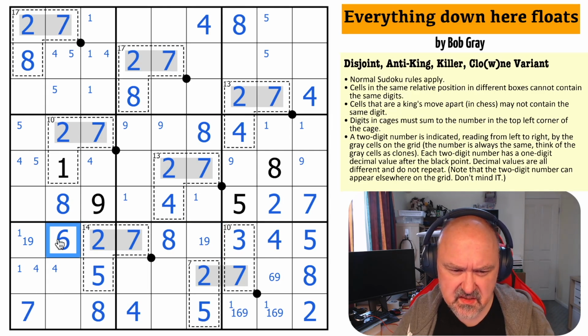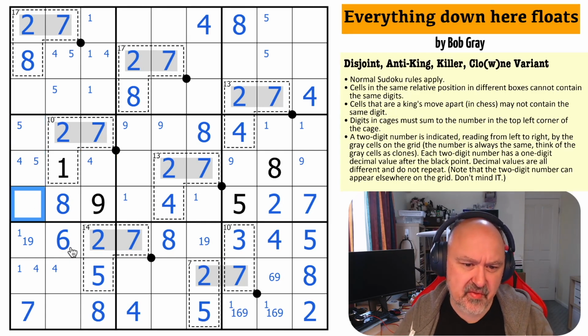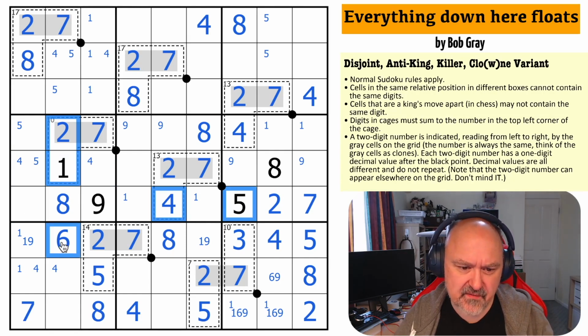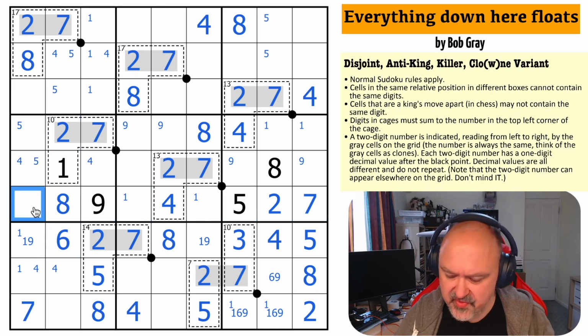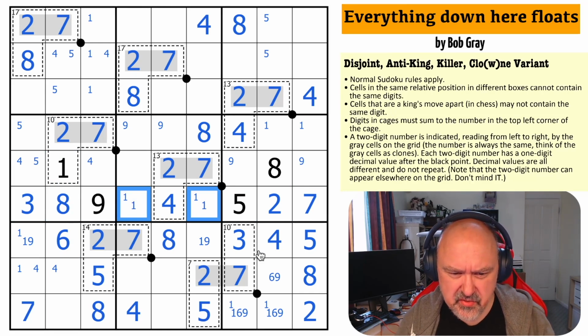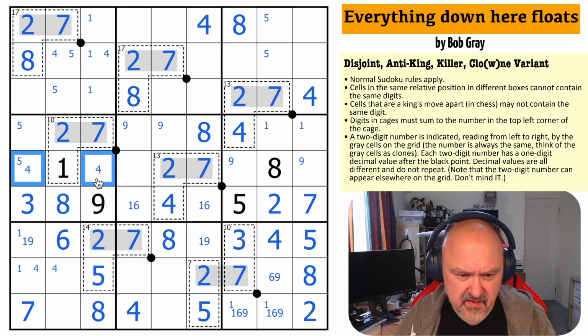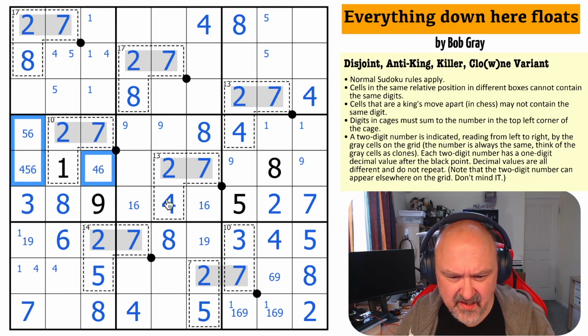This 6 is making this a 4-5-6 triple, because now this can't be 1-2. It could be 3. It can't be 4, 5, 6, 7, 8 or 9. This is a 3. And this is now a pair. 1, 2, 3, 4, 5, 1 and 6. This is a 1-6 pair. And this is 4-5-6, with 4 in there, 5 in there, and 6 potentially in any of them.